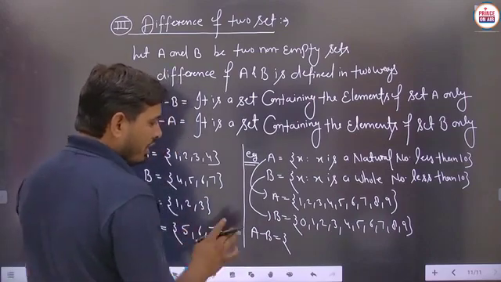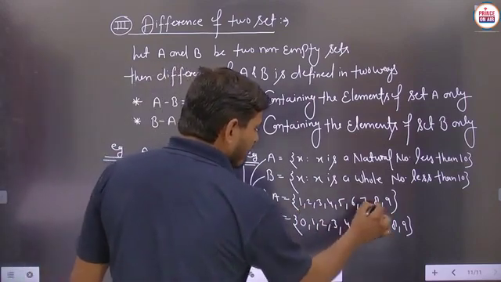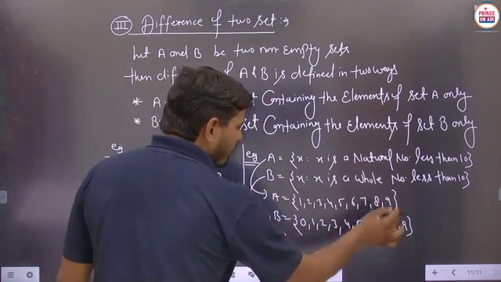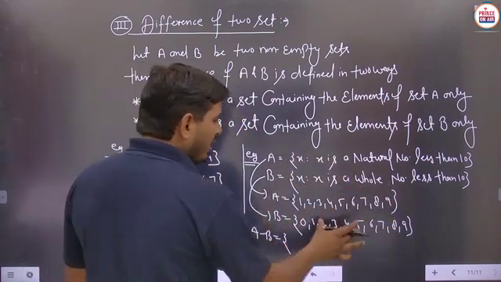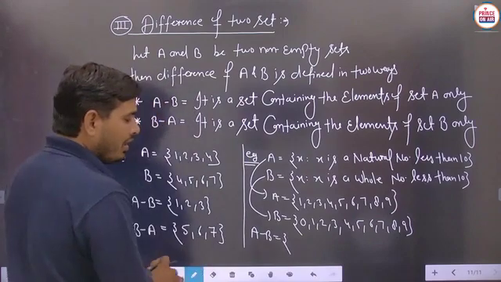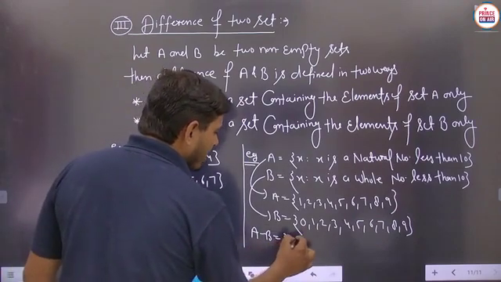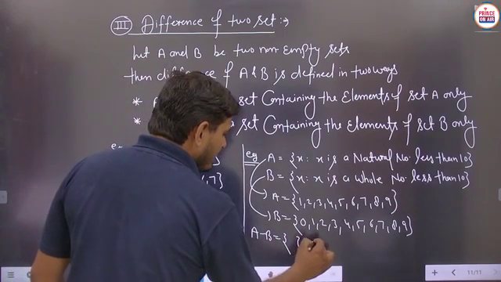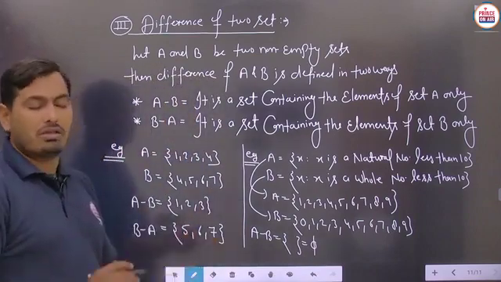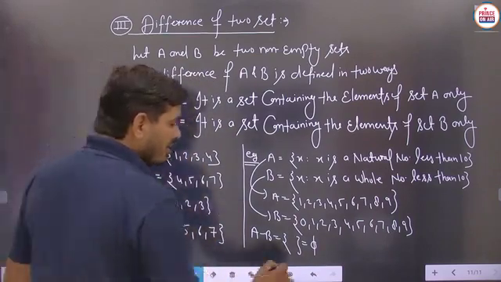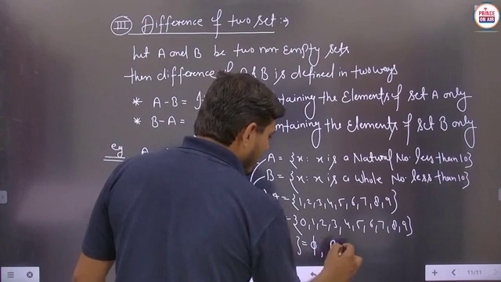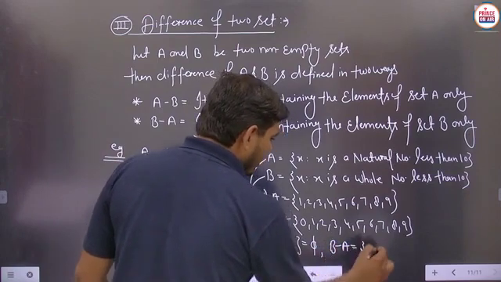So student, here you can say that A has 1, 2, 3, 4, 5, 6, 8, 9, and B has 1, 2, 3, 4, 5, 6, 8, 9. All the elements of B occur in the set A. So we have to write the answer as the empty set. Similarly, suppose anyone asks about B minus A, then what should be the answer?